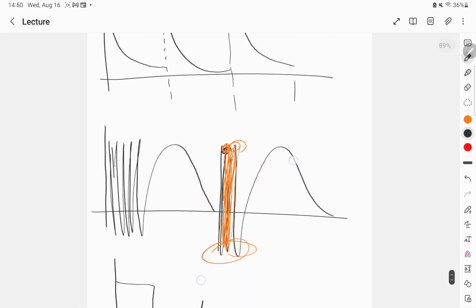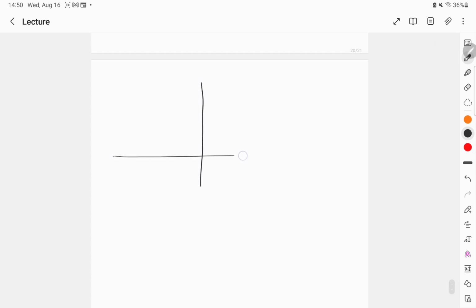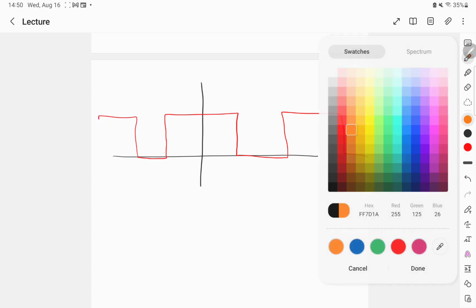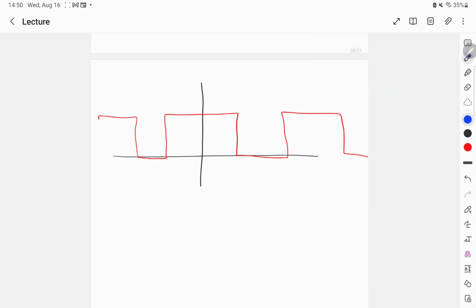Unlike these graphs, these three graphs, we can see that the Fourier series can be used to approximate many periodic signals, including square wave signals. Square wave signals are like this, but even though they are square, we can approximate these by periodic signals such as sine, cosine. So how do we do that?